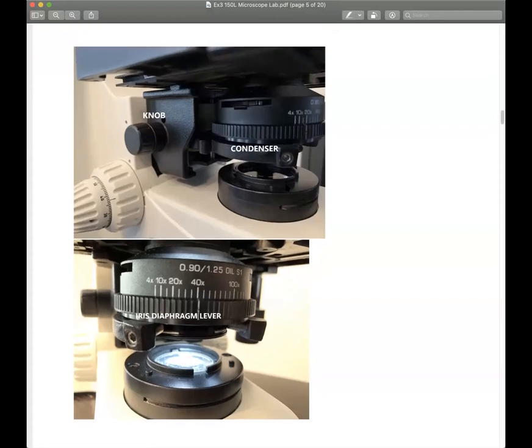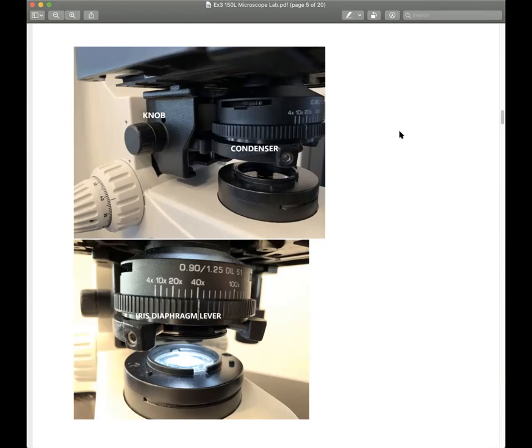This is our light source, which is in the base. And then underneath the stage, you have these layers of rings, basically. The bottom one is the condenser, this smooth one. And then the wheel with the ridges on it, that is the iris diaphragm adjustment. You can see it actually has numbers to correspond to the different objective lenses.